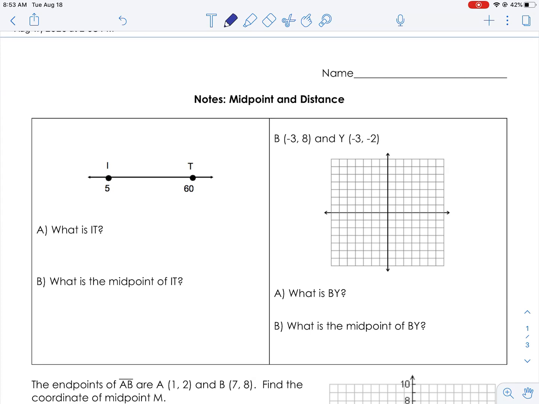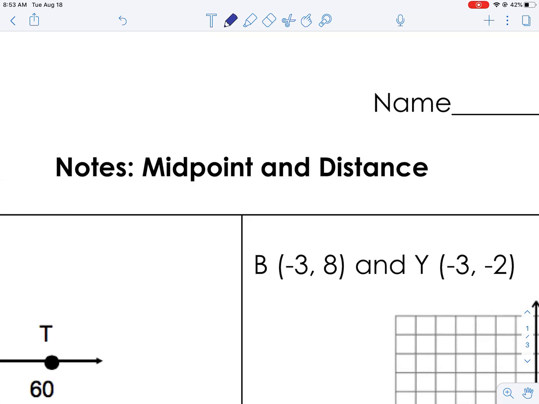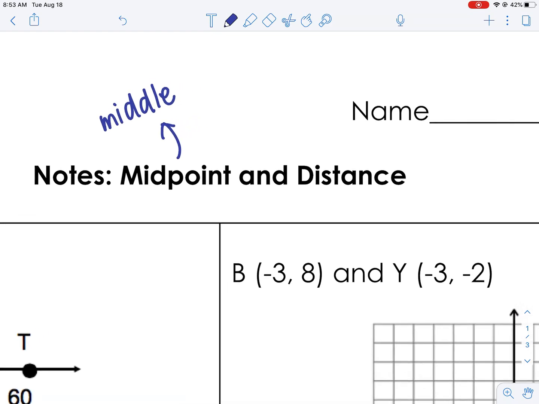Today we're going to talk about midpoint and distance. So midpoint is literally just what it sounds like. It's that middle point, or the point in the middle, right? Midpoint. Distance is the length, how far apart two things are.